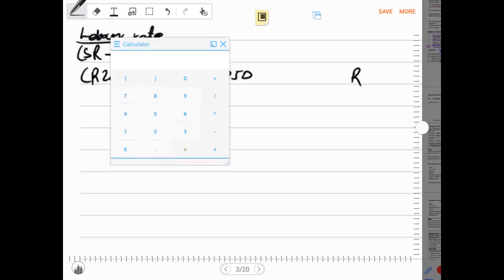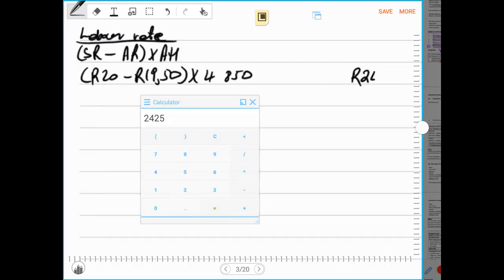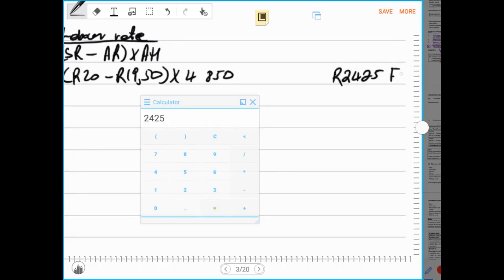The variance will be a favorable variance. Don't look at the sign. Remember, I said 19 minus 20. We're supposed to say 20 minus 19.50. Then that would be a favorable variance. Times this by 4,850. Therefore, now it's 2,425. This is a favorable variance.